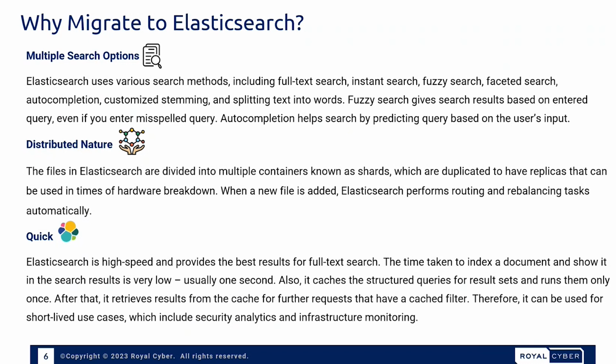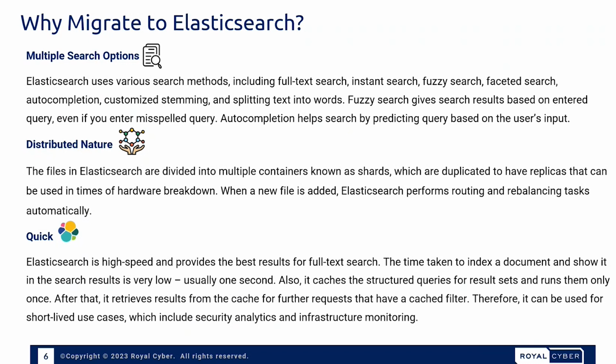Distributed nature: the files in Elasticsearch are divided into multiple containers known as shards, which are duplicated to have replicas that can be used in time of hardware breakdown. When a new file is added, Elasticsearch performs routing and rebalancing tasks automatically.